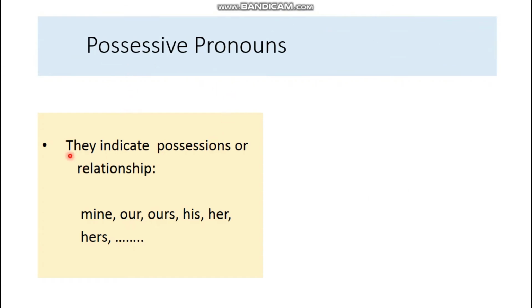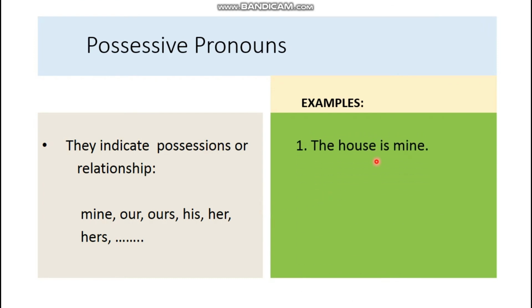Whereas possessive pronouns indicate possessions or relationships: mine, ours, his. We can divide them: some of them are followed by a noun, or some of them are ended by those pronouns. Examples here: we have "The house is mine", mine, in possessive, no noun after mine. "This is my house": my has a noun following the possessive pronoun, and so on.